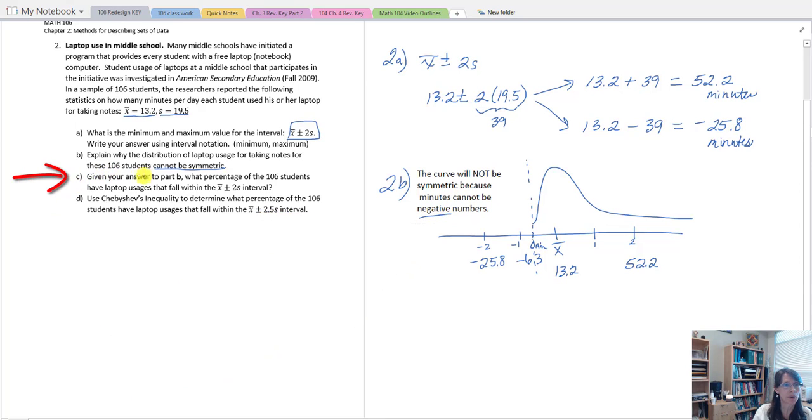For 2c, given our answer to part B, what percentage of the 106 students have laptop usages that will fall within the x bar plus or minus 2s interval? So we have to think about our curve and its shape not being symmetric. So that means we need to think about Chebyshev's rule. And we're using Chebyshev's rule because our curve is not symmetric and we don't really know how much of the data falls within one standard deviation. So according to Chebyshev's rule, 75% of the data should fall within 2 standard deviations of the mean.